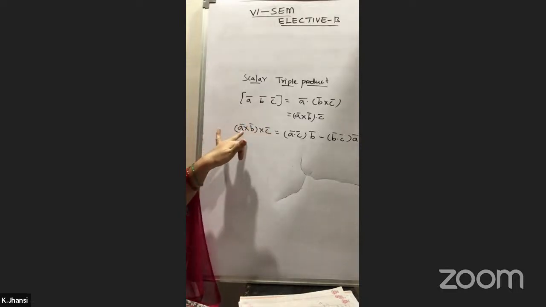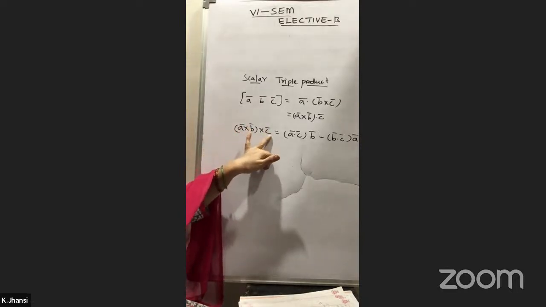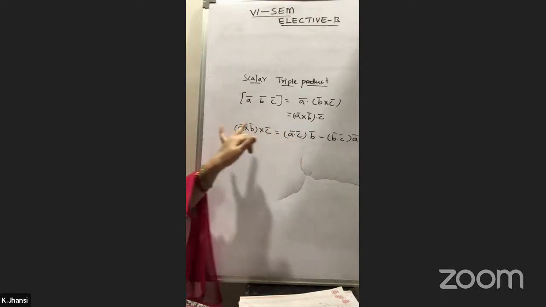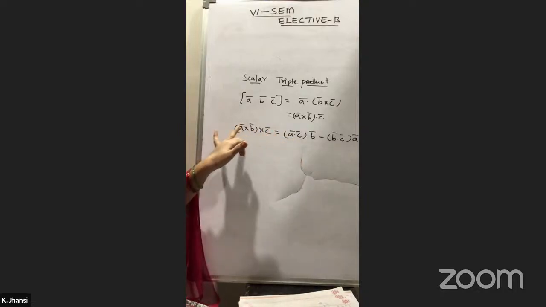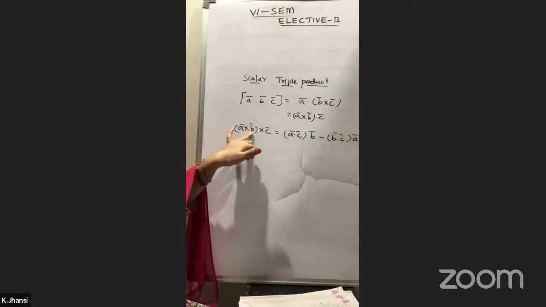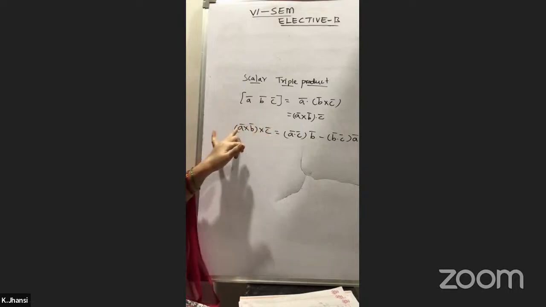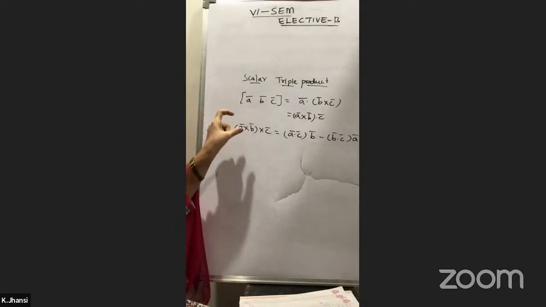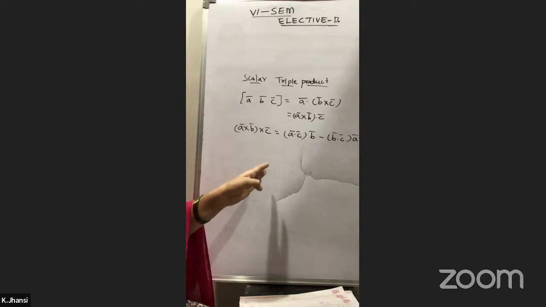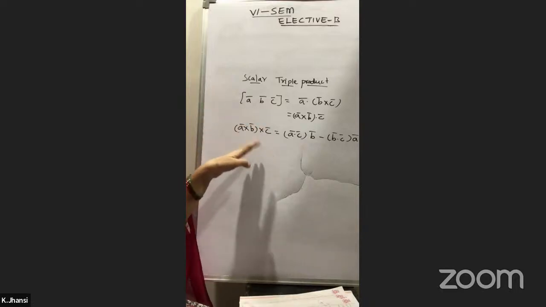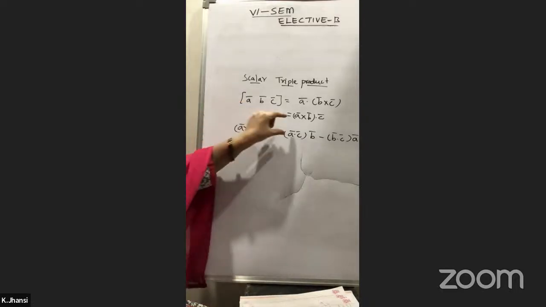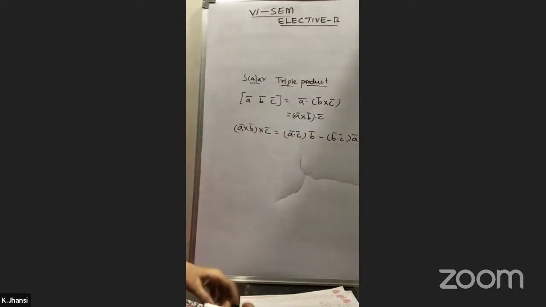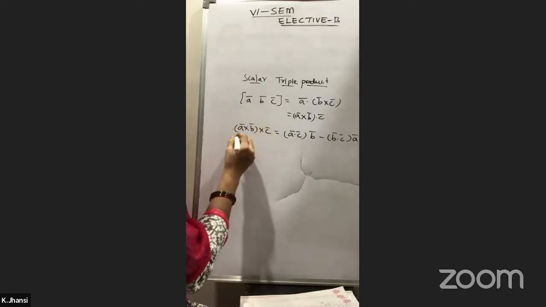So if he's asking the cross product of these three vectors, then the definition is A dot C into B, next B dot C into A. Or you can find A cross B with the help of the determinant and then find cross C. If that is difficult, you can use this formula. Here you can show RHS equals LHS like that also. So we'll see a problem on this one.